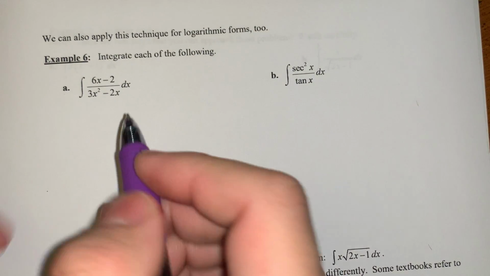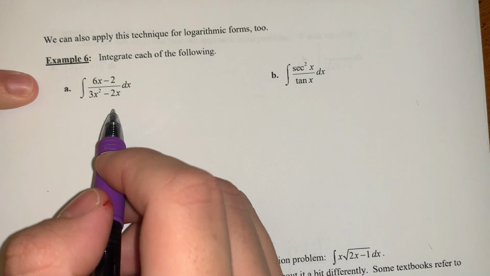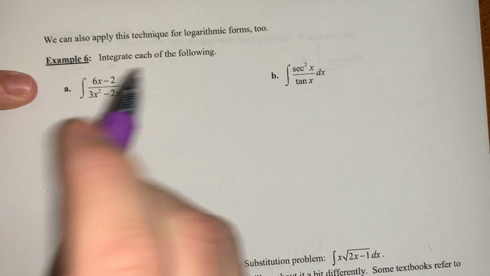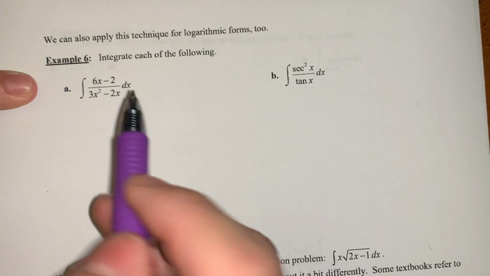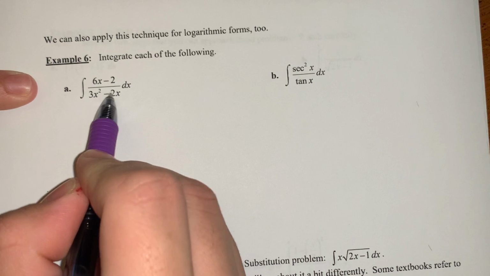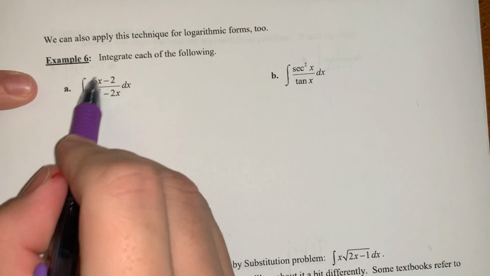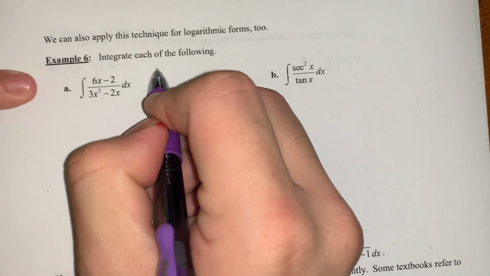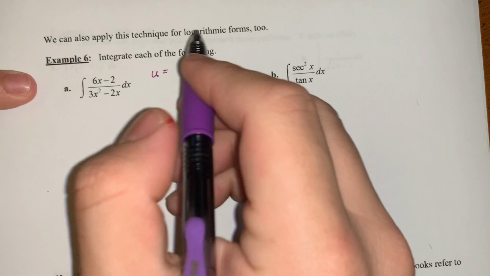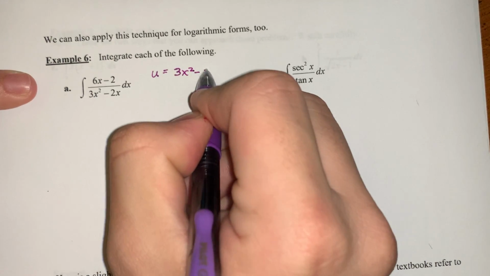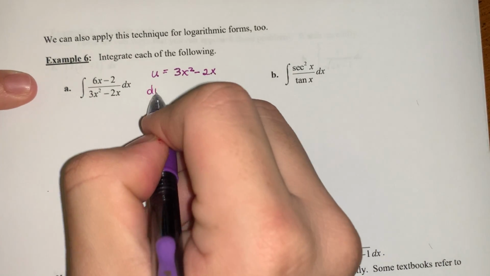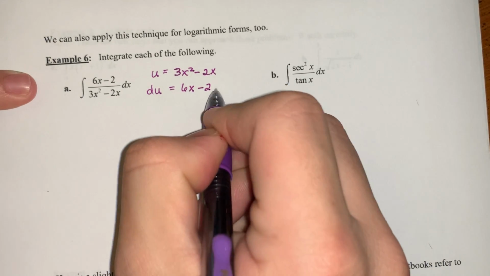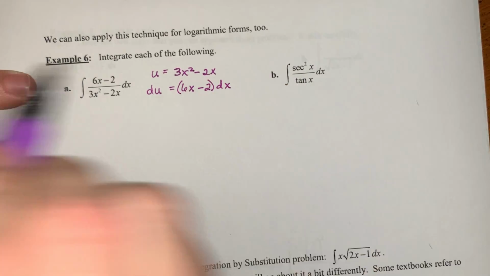In a lot of cases too, and this will actually be very helpful for the future chapter, you can set your denominator as your u. You can quickly do it in your head: if I took the derivative of this denominator, it'll be the same power as the one up top. So that's honestly the best place to start. So we have u is equal to 3x squared minus 2x, and then du is equal to 6x minus 2, all of this times dx.